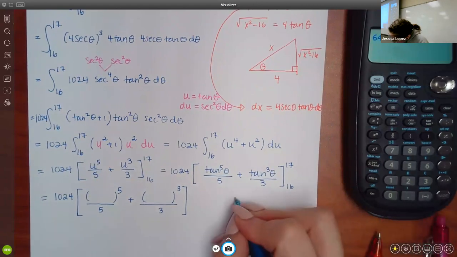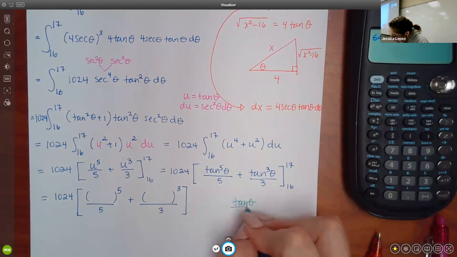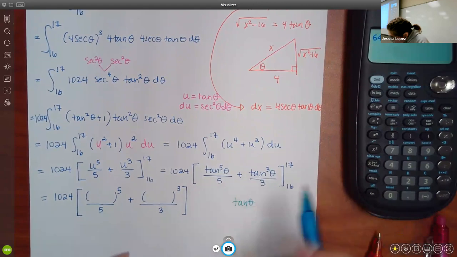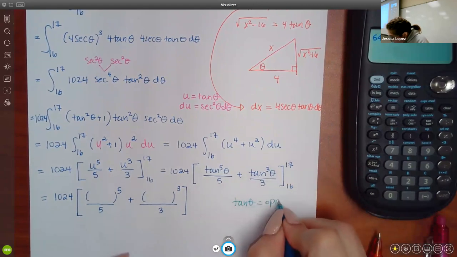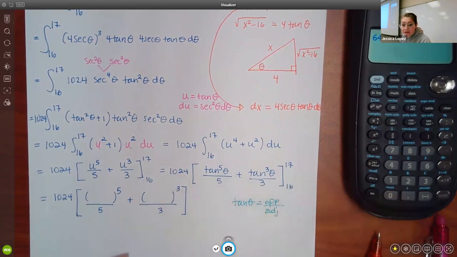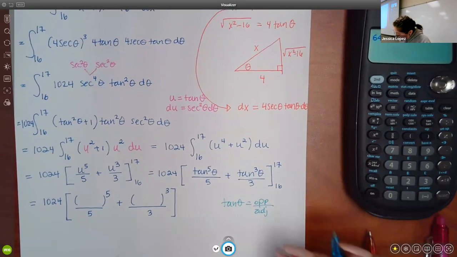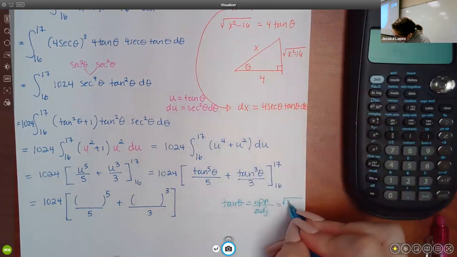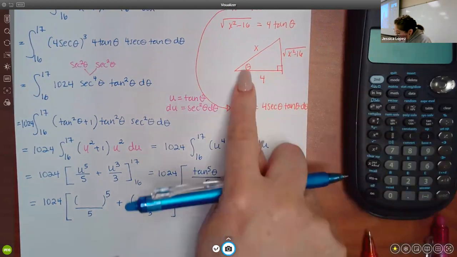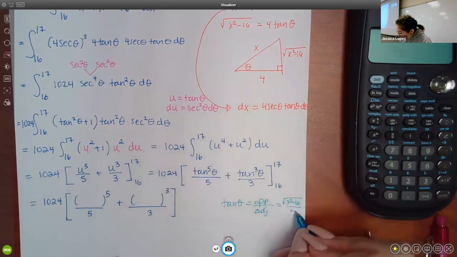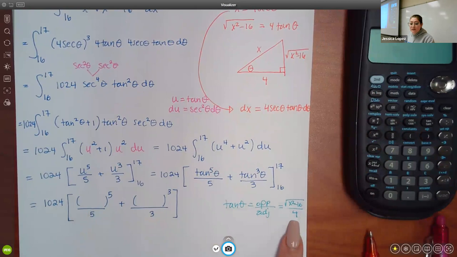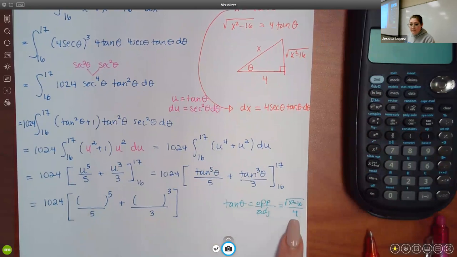Tangent theta with respect to a triangle is always going to be opposite over adjacent, okay? And if I go look at that triangle in orange, the opposite is the radical, and the adjacent is 4. So both of these tangents, I'm going to replace with this fraction, okay?